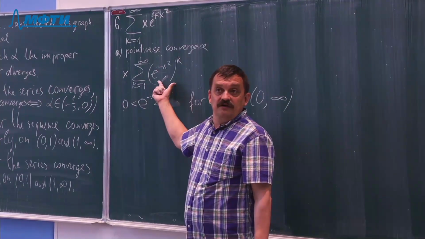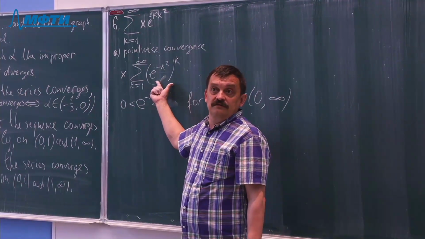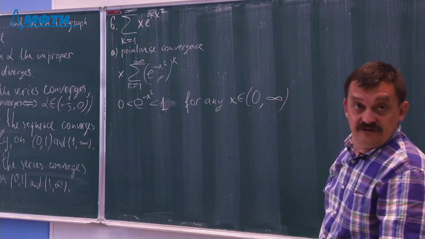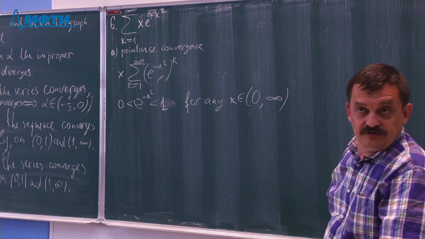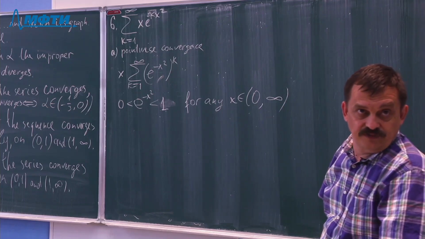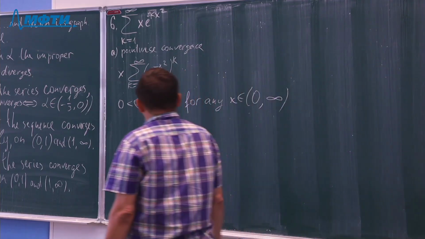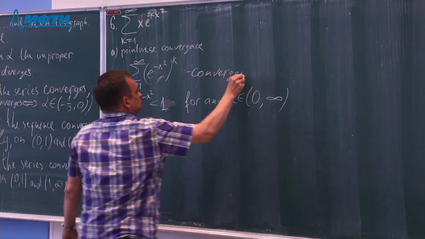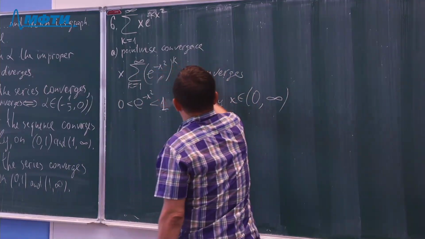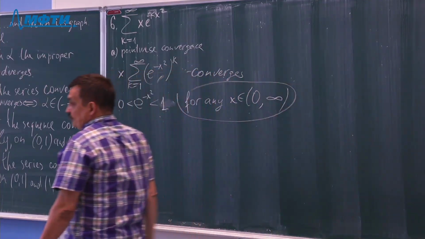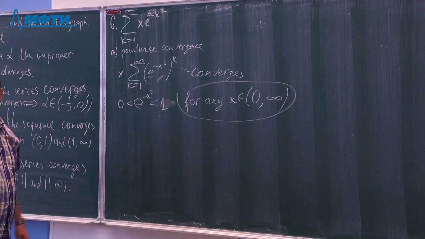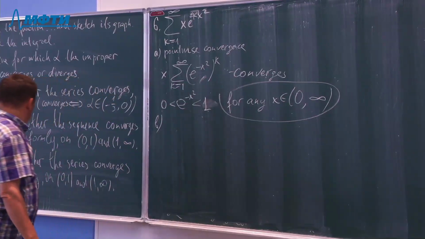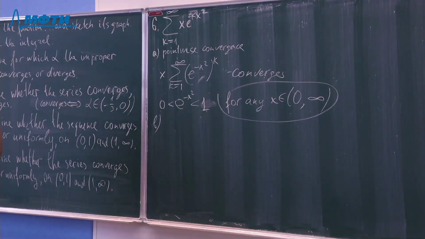We have an infinite progression, the sum of an infinite progression. In fact, we may compute even this sum, but it is not important. We don't need to do it, right? So it means that the series converges for any x from 0 to infinity. Okay, B. What is easier here?